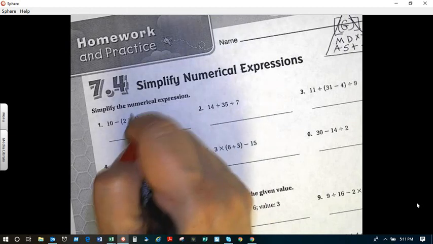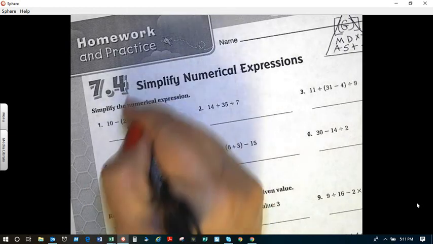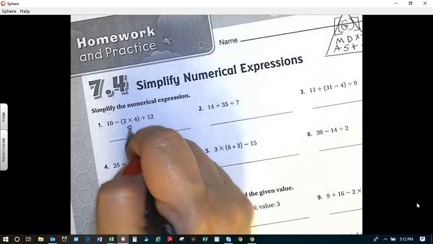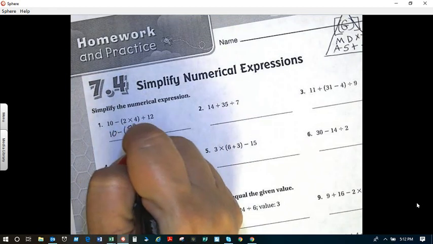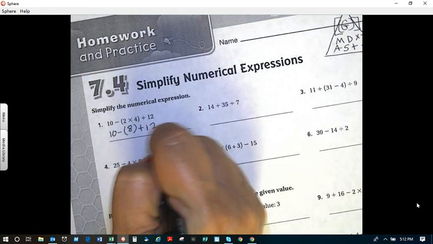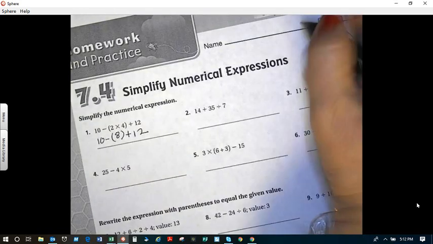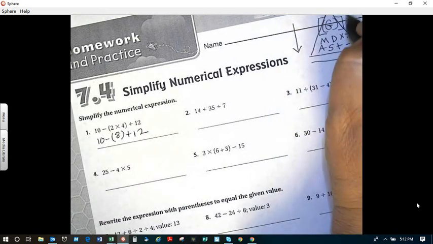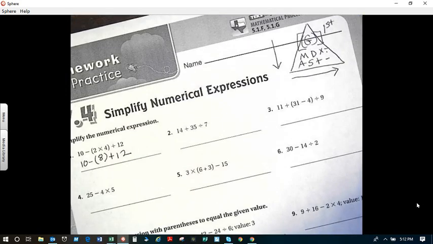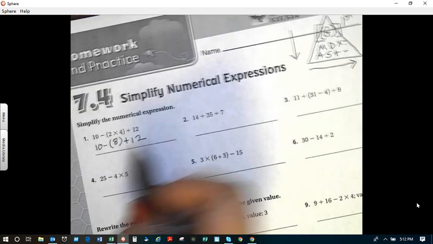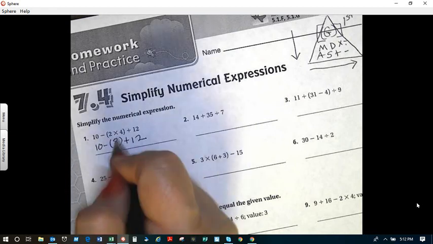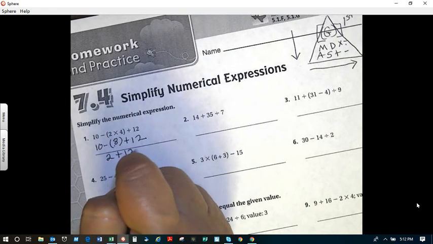Okay, so we did the first one together in class, and you need to bring them straight down. So I have to go to my groupings, and it's 2 times 4 is 8, and I'm going to bring down the rest of these. I'm going to leave this in parentheses so that I remember where I got that from. Now I need to start from left to right, because we were bringing down our numbers from left to right. And our groupings are always first. Okay, got that? All right, so next, start from left to right. My operation is subtraction, so 10 minus 8 is 2, plus 12 equals 14.